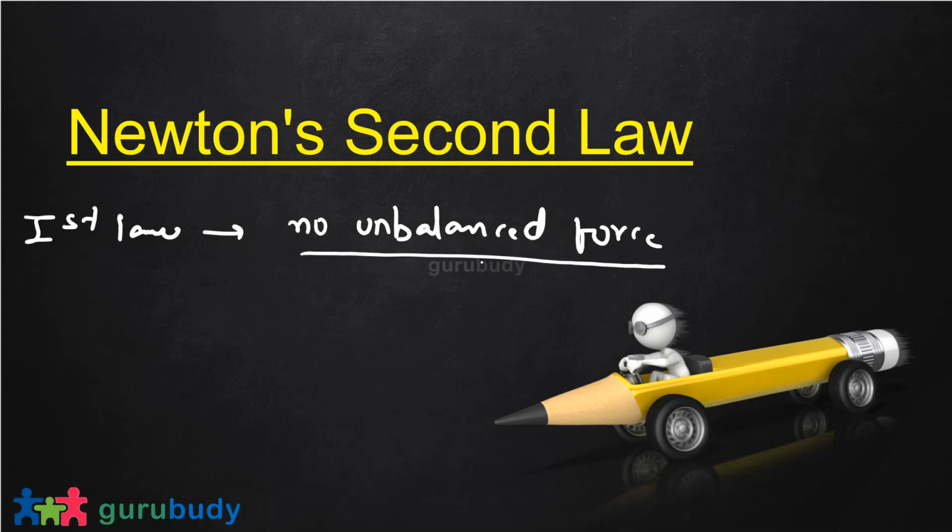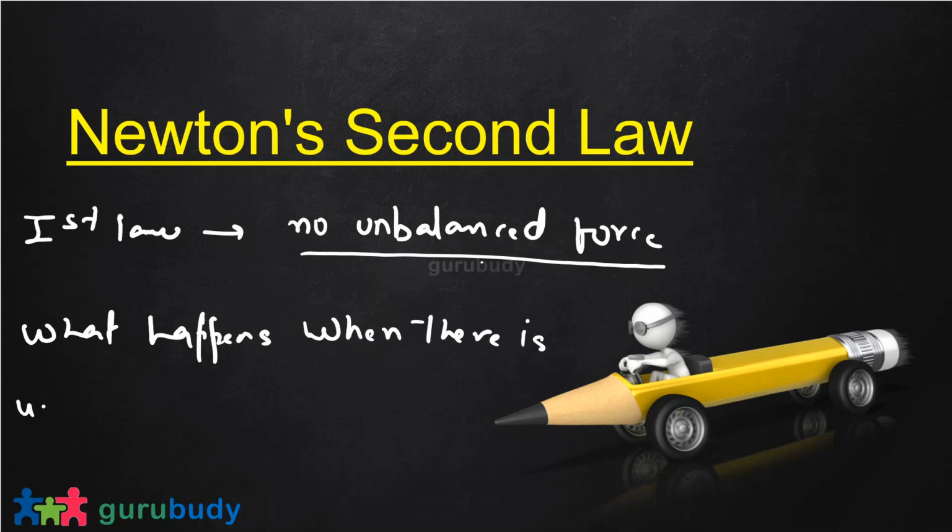The second law will tell us what happens when there is an unbalanced force. So this is important. The first law was telling us what happens in the absence of it, and in the second law we will understand what happens when the unbalanced force is not equal to zero.